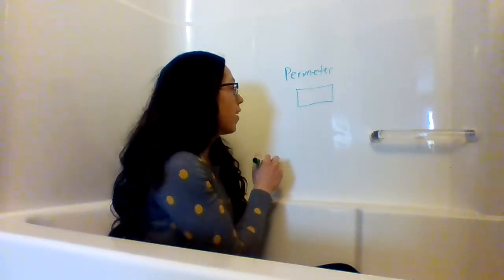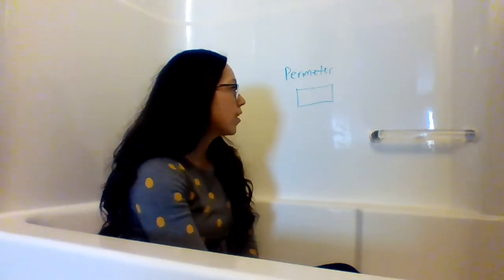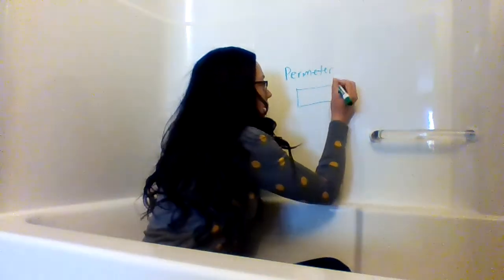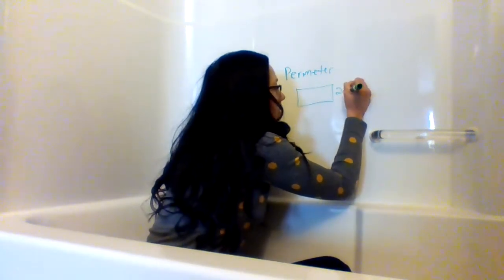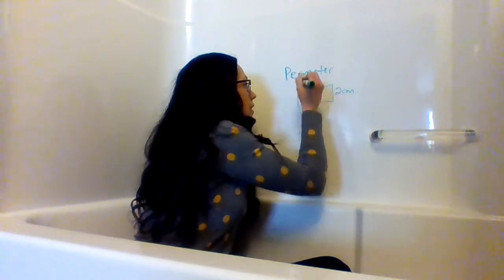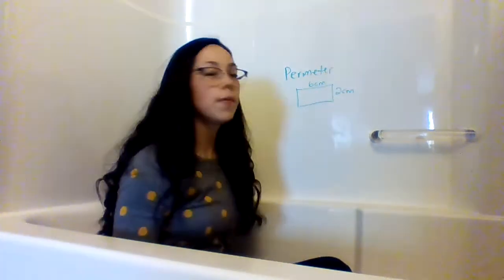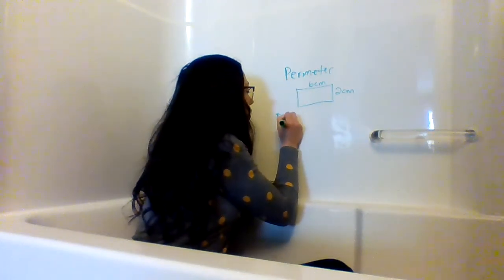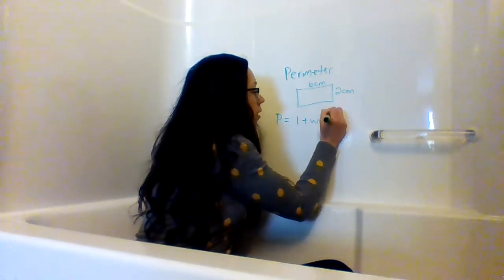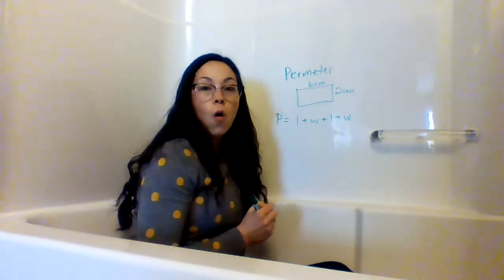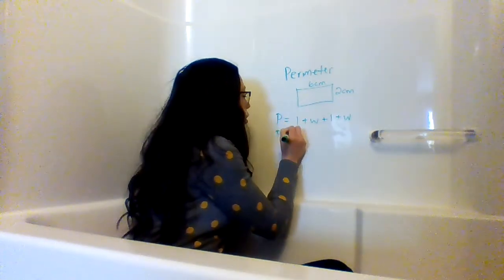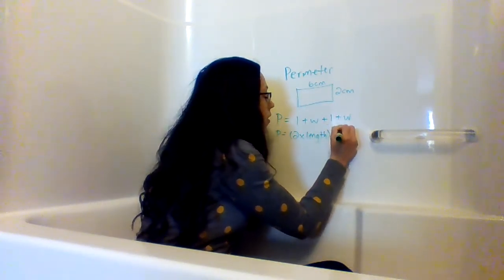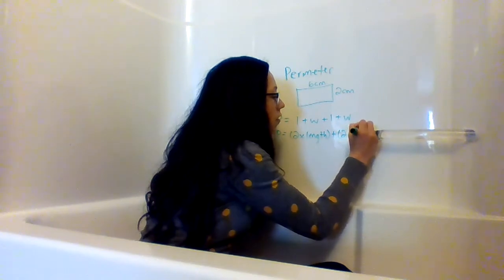So we need to find out what the lengths at the sides are, and sometimes you have to measure them, and sometimes those lengths are given. So in this case, we're going to pretend that the width is 2 centimeters and the length is 6 centimeters. Remember, you can use a formula to solve perimeter. So P equals length plus width plus length plus width, or P equals 2 times the length plus 2 times the width.